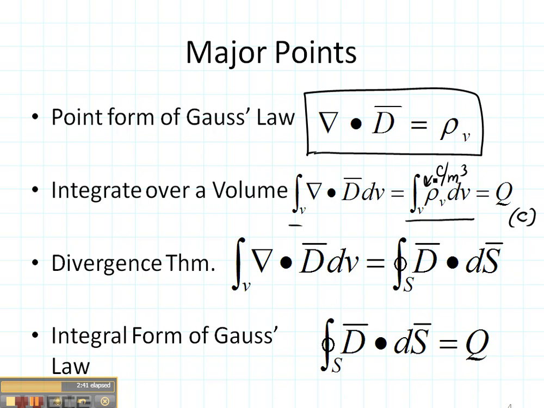We then apply the divergence theorem. The divergence theorem is just a mathematical theorem that says the divergence of any vector integrated over a volume is equal to the closed surface integral of that vector. So we can apply that to the electric flux density as shown here. So the form that we're going to use is going to be the closed surface integral of the electric flux is equal to the total charge enclosed. This gives us the integral form of Gauss's law.